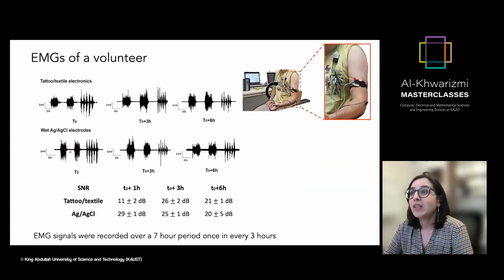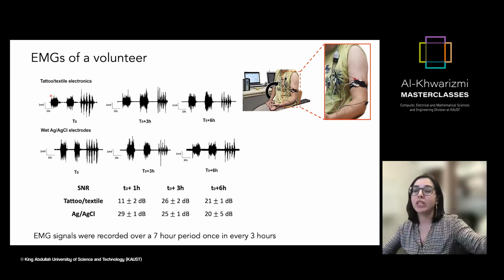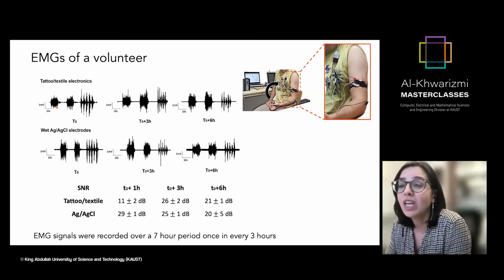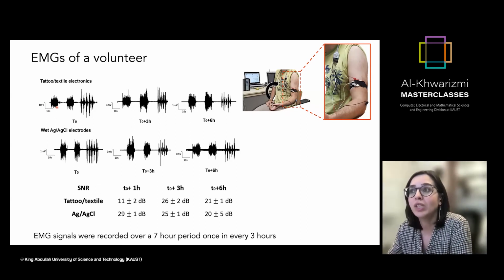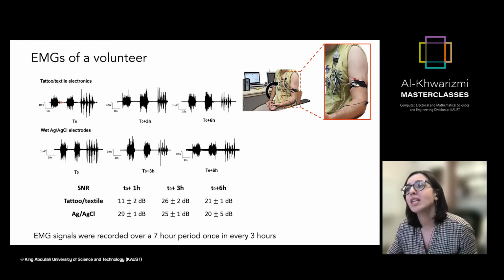Now, these are the results that we got from a volunteer who carries this tattoo-textile electronics while doing some biceps activity, taking a few weights and moving them up and down at a given time and with a periodicity. At the same time, next to these tattoo-textile electronics, we are also recording the same activity using standard Ag/AgCl electrodes. And this is at time 0 when we start the experiment. This is after 3 hours, and this is after 6 hours.